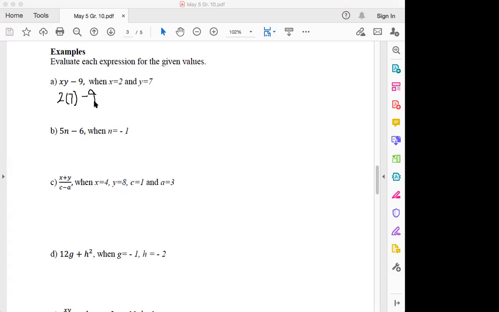Okay, and then you've got your minus 9. So BEDMAS says that you're going to do multiplication first. So you have to do the 2 times 7 first, which is 14, minus 9. So our answer is going to be 5.